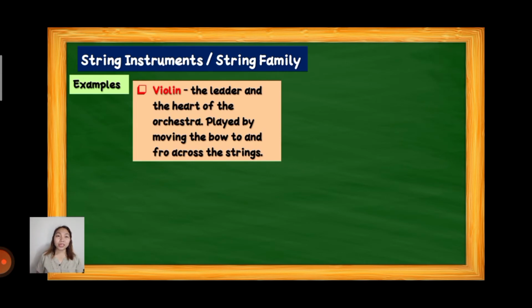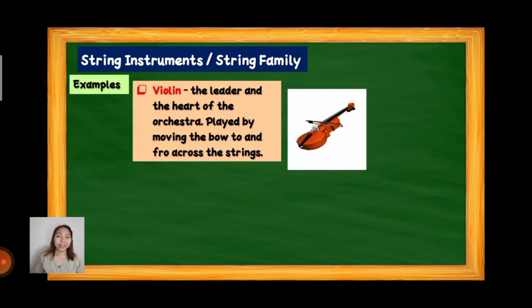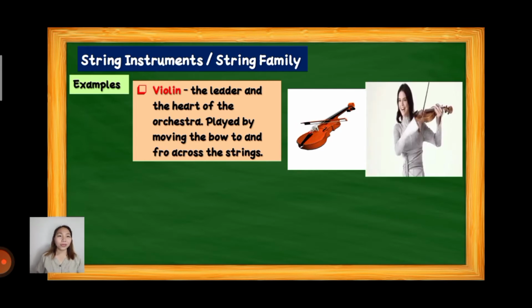The violin is the leader and the heart of the orchestra, played by moving the bow to and fro across the strings. Okay, this one. Nakakita na ba mo ana? Yes. So, that is the violin.